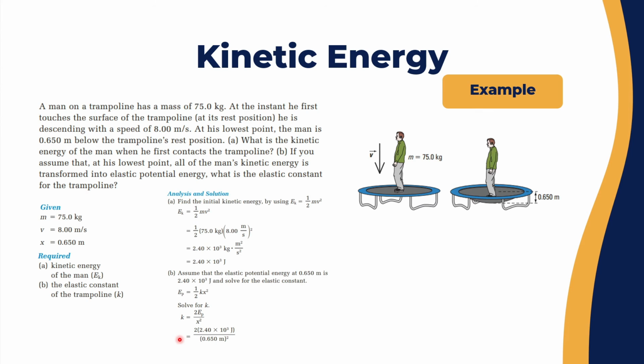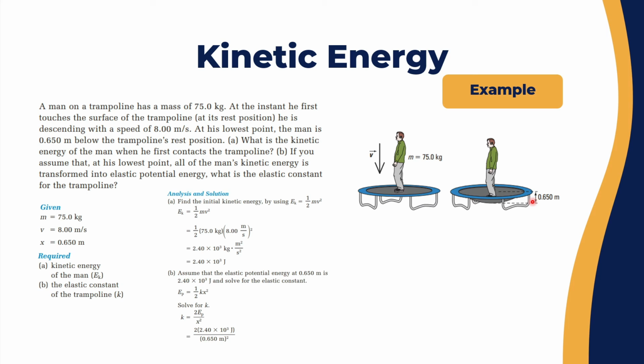Let's take another example. We have a man on a trampoline. His mass is 75 kilograms. At the instant he touches the surface of the trampoline, he is descending with a speed of 8 meters per second. At his lowest point, the man is 0.65 meters below the trampoline's surface or rest position. So he pulled the trampoline down 0.65 meters. What is the kinetic energy of the man when he first contacts the trampoline?